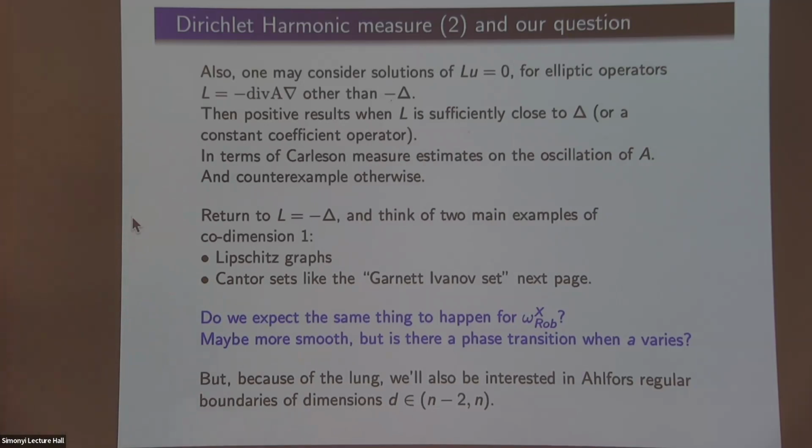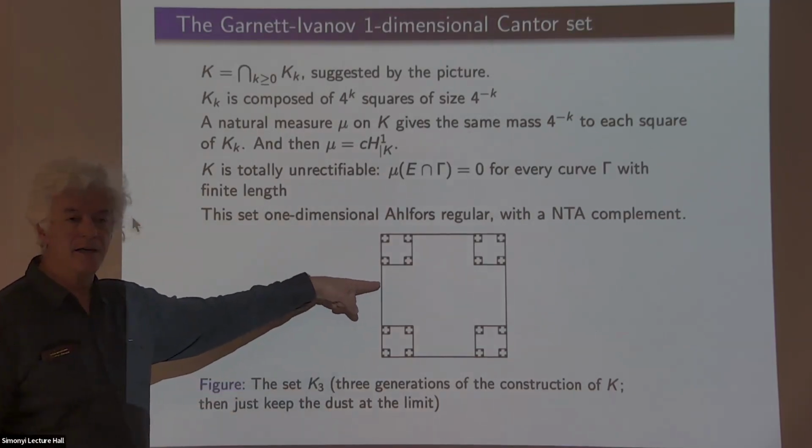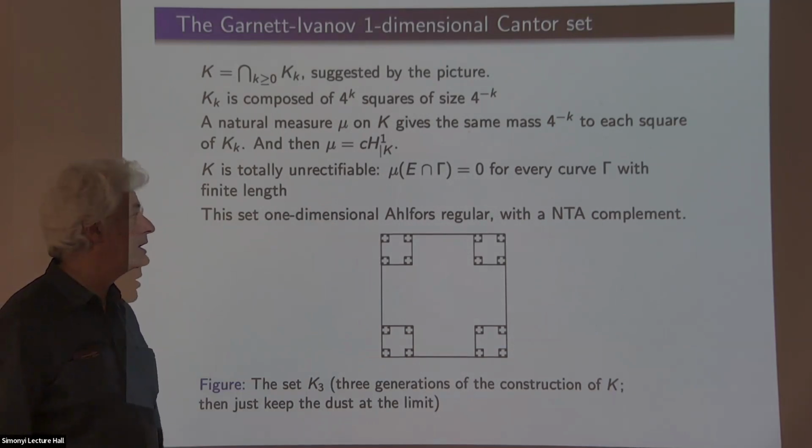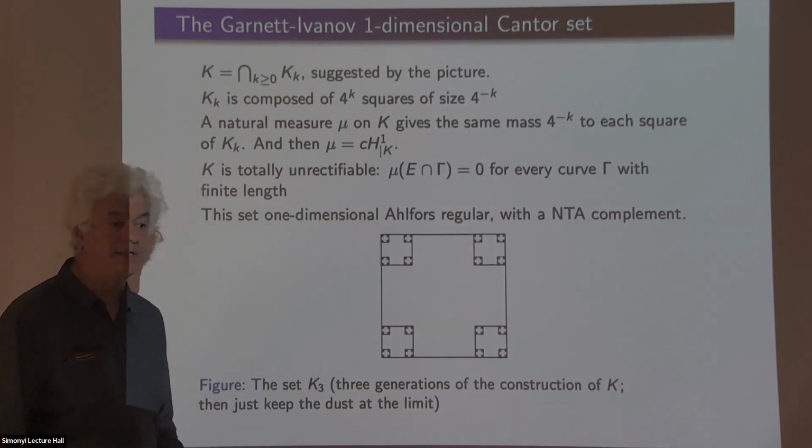Okay, don't hesitate to ask questions. Okay, and I'm saying, of course, I've been talking about codimension 1, but I will be interested in higher codimensions. So this is the ultimate bad set. It is known to be of dimension 1, because I took 1/4 here and 1/16 there.